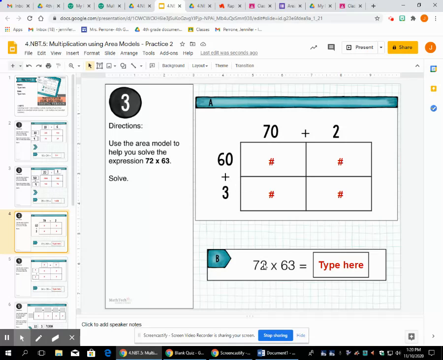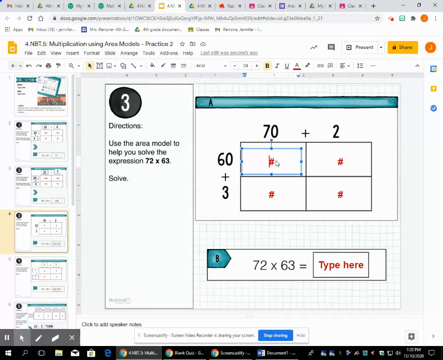Then I'm going to look at my 1s. I have a 2. So the 2 will go over the next box. And then on the side, I am going to break apart 63. I have 6 tens, which is 60, and 3 ones. Now you are going to multiply. So I'm going to have you pause the video. Once you multiply, come back for your answer.